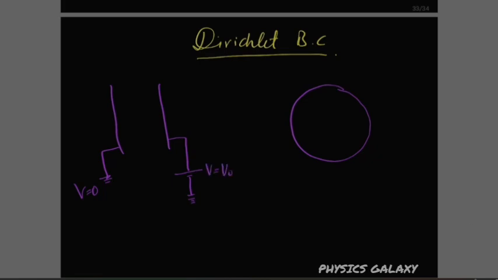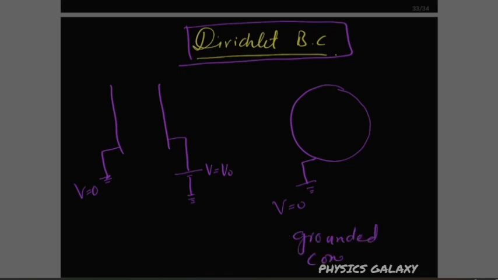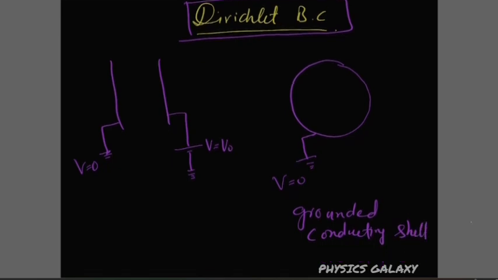Okay, V equals V naught. So we're specifying potential at each surface, which means we're using Dirichlet boundary conditions. We usually take this type of example: V equals V naught, a grounded conducting shell. So that means we're using Dirichlet boundary conditions. Okay, so let's solve this example.